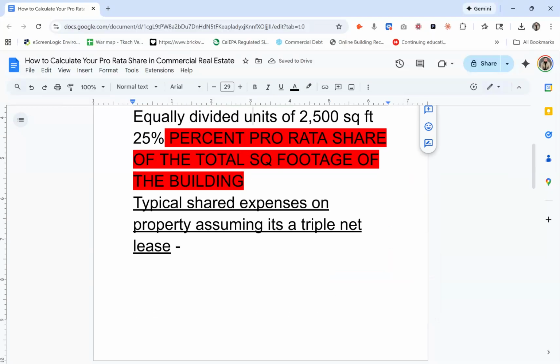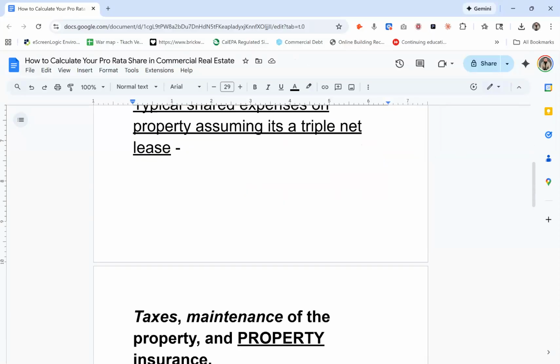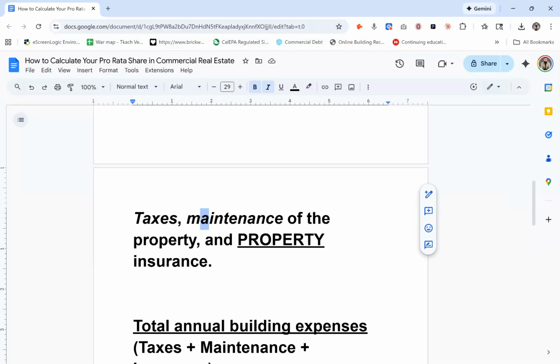Great. Now, typical shared expenses on a property, assuming it's a triple net lease, are taxes, maintenance of the property. And by taxes, we mean property taxes, maintenance of the property, common areas being maintained, getting a new roof on the property, things like changing the driveway of a property, and then obviously property insurance, not to be confused with liability insurance for a business.